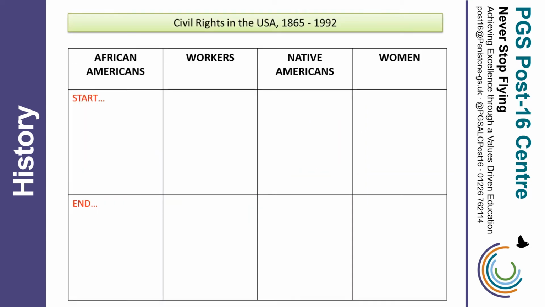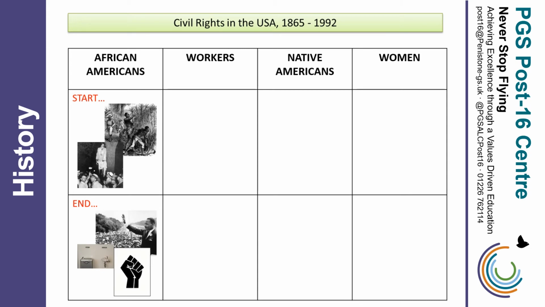As the civil rights topic is the thematic topic, we will look at a huge time period, 1865 to 1992. And what we have to do is we have to identify factors that were responsible for change and continuity during that time period, factors that might have helped or hindered the four minority groups in gaining more rights. We look at African Americans, workers, Native Americans and women, and we consider what their position was like at the start of the time period and how far they might have progressed by 1992.